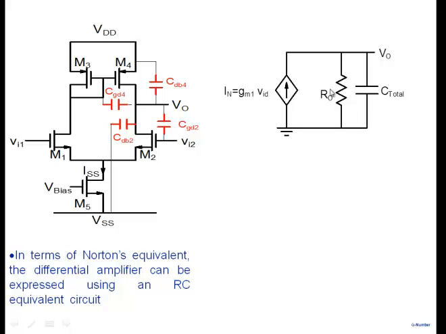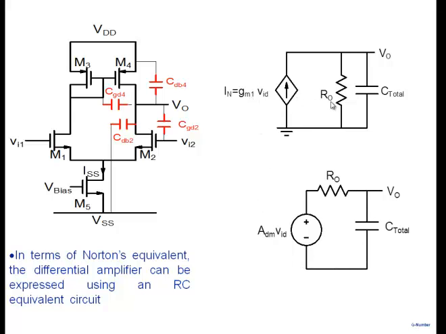Now I can write it in the form of a Thevenin's equivalent also. I can multiply these together and write it as GM1 times R0, which is ADM, and then R0 goes in series, and then I get C total. So that's the model of a differential pair looking from this side here. Okay. At low frequencies, we neglect C total. At other frequencies, we have to include C total. All right.